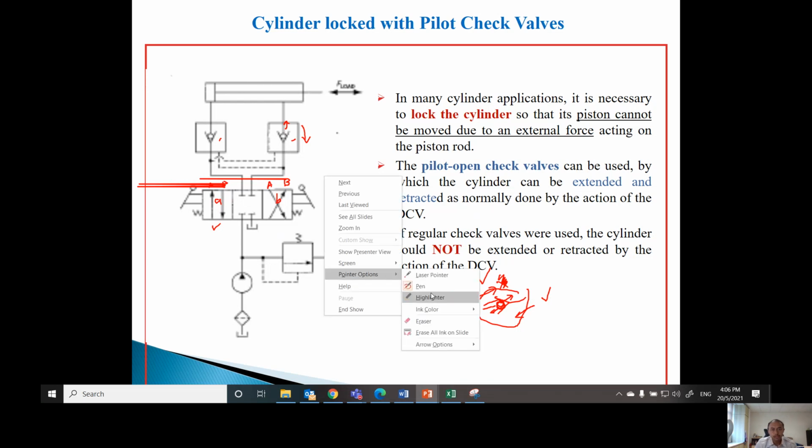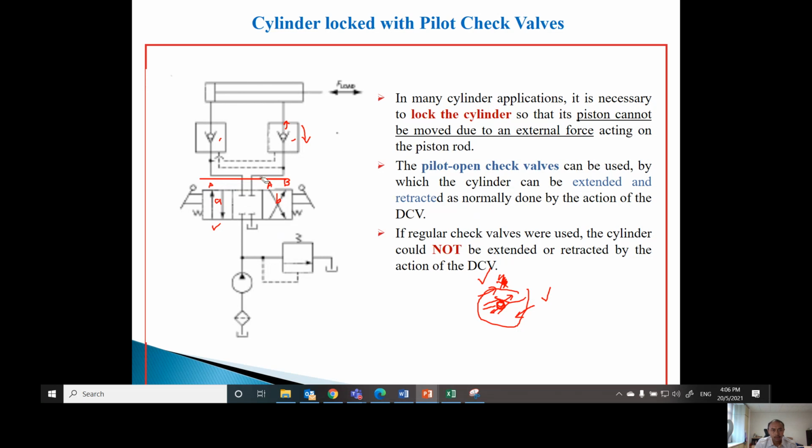So you know that there is port A and port B. Okay, this is port B. In order to extend the cylinder, position A will be active, and port A will be connected to here. So this is port A, this is port B.